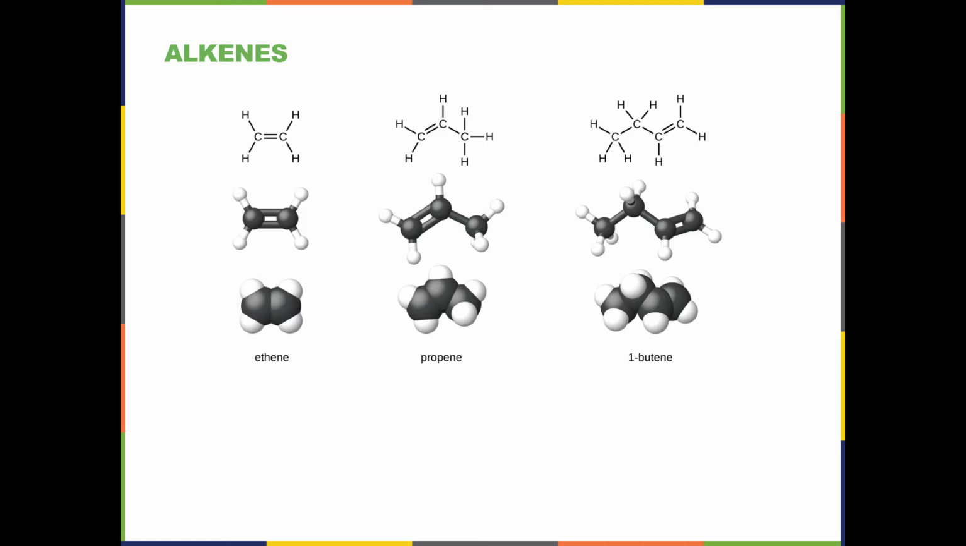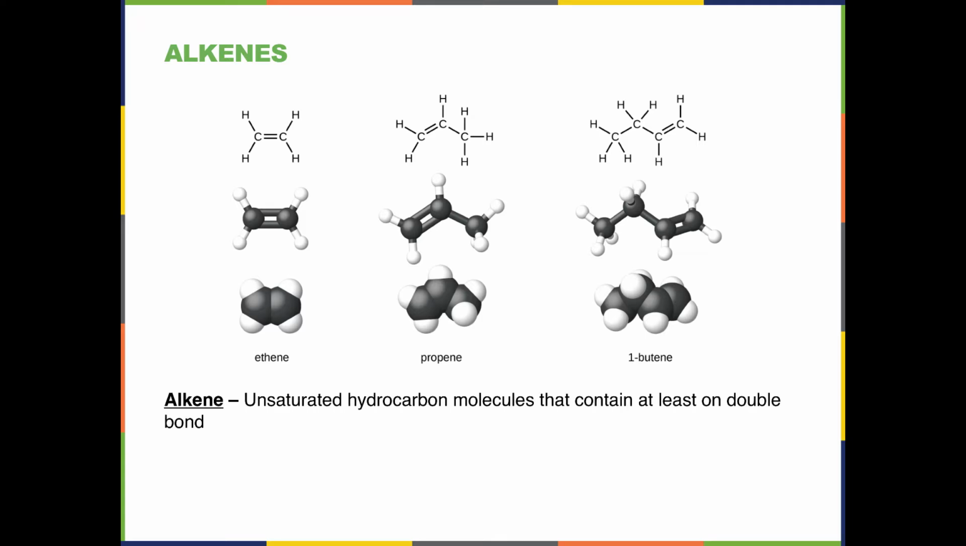Now the second major group, we've been talking about alkanes up to this point. The next major group is called the alkene. And the only difference between an alkane and an alkene is the presence of at least one double bond. Now there can be more than one double bond, but the presence of at least one double bond. So an alkene is unsaturated because the maximum number of hydrogens are not present. And so it's an unsaturated hydrocarbon molecule that contains at least one double bond.